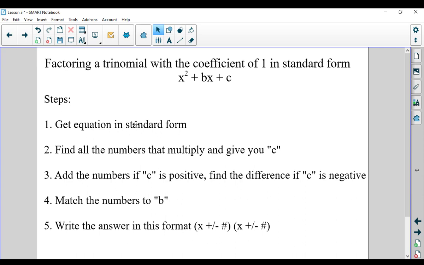So the steps: you want to get it in standard form. You want to find all the numbers that multiply and give you C. And with this lesson, I want you to list all of them. In the future, you won't have to, but right now, I do want you to list all of them. I want you to add the numbers if C is positive and find the difference if C is negative. You need to match the numbers to B, and then you'll write your answer in this format. It's either going to be x plus a number or x minus a number, and I'll go over how you find which is which. Again, to write the notes, you can pause the video.